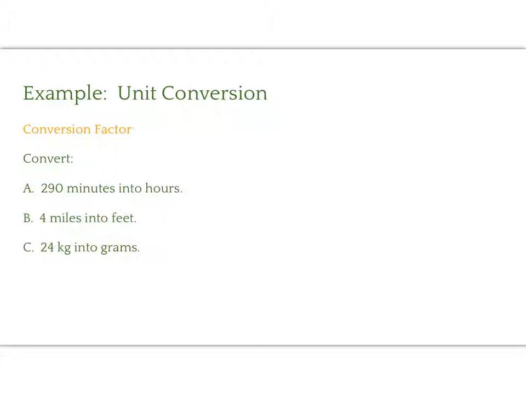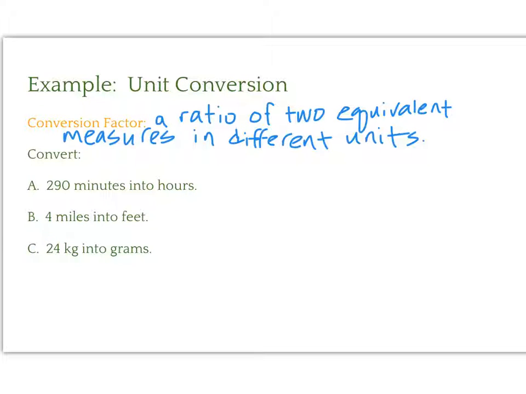Example, unit conversion. First we have to talk about the conversion factor. A conversion factor is a ratio of two equivalent measures in different units. So the first thing we want to do is some examples of converting. Let's convert 290 minutes into hours.